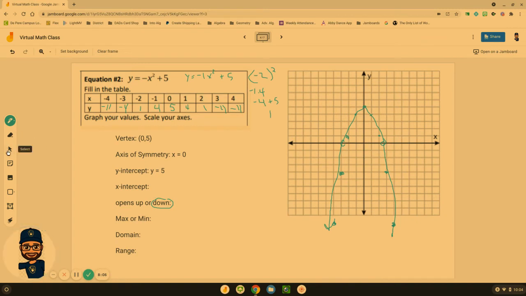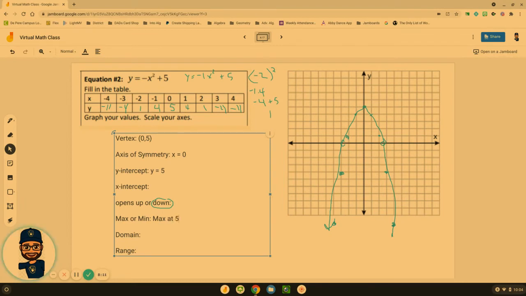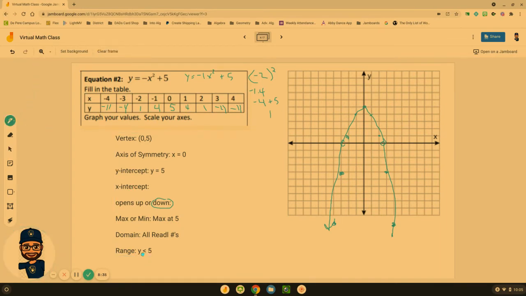We know that it opens down, and if it opens down, therefore we have a max at 5. The highest it gets is 5. The domain, farthest left, farthest right, it's going to keep going on and on forever, so all real numbers. And then the range, again, the y values on our graph continue to get smaller and smaller, so y has to be less than or equal to that highest point, which is 5. So once again, to help you graph by hand, you've got to use a table. You're typically going from negative 4 to 4, maybe negative 3 to 3, and then answering those characteristics.